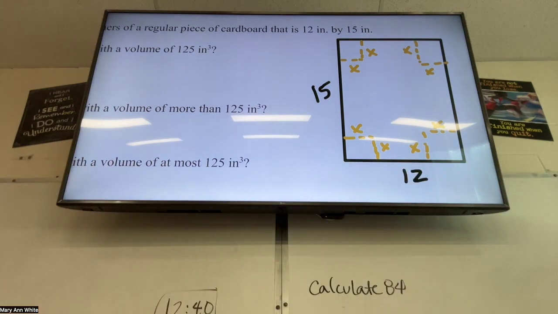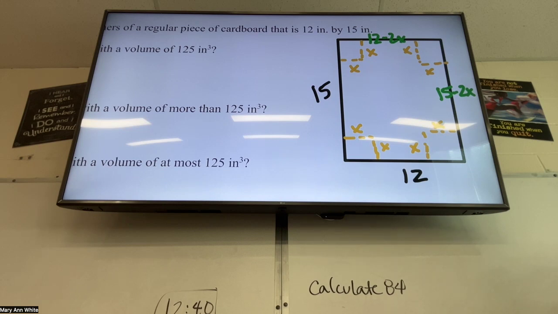Same thing for this side. What's this side now going to be? 15 minus 2x. Very good. Would it be 12 minus x? What? It was like 8, it would be 16. I think you are right. I just think you simplify it down to be 2x. Yeah.